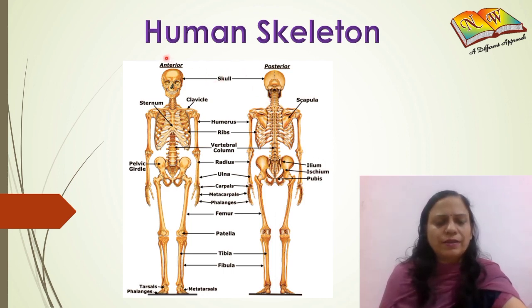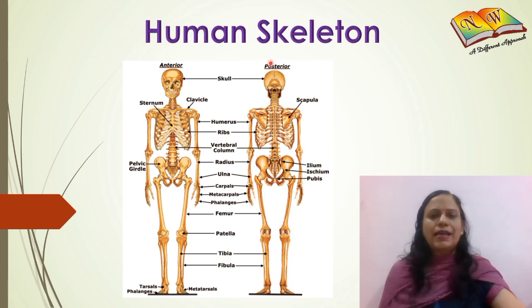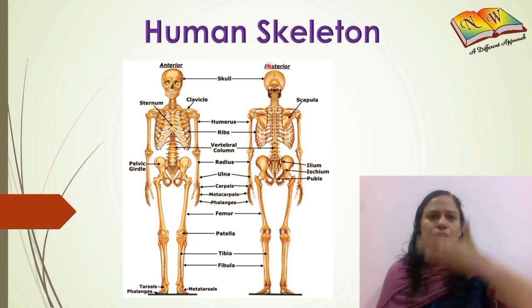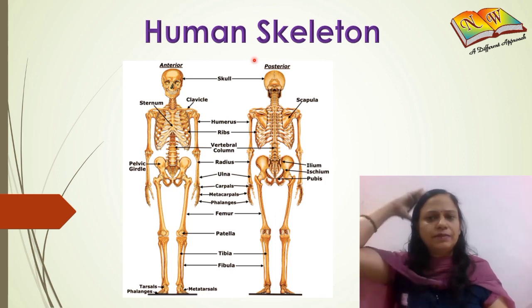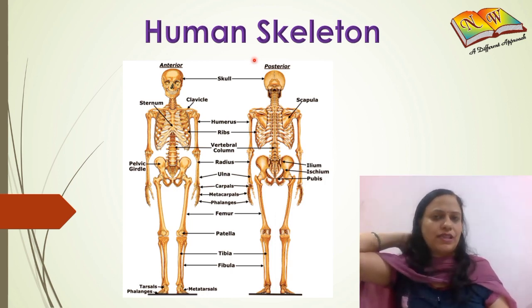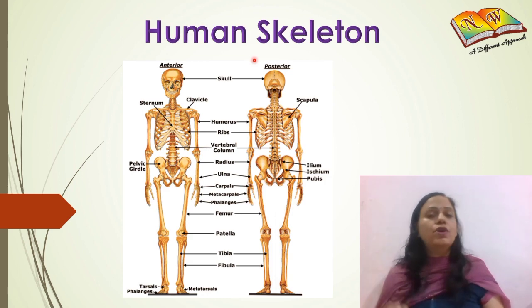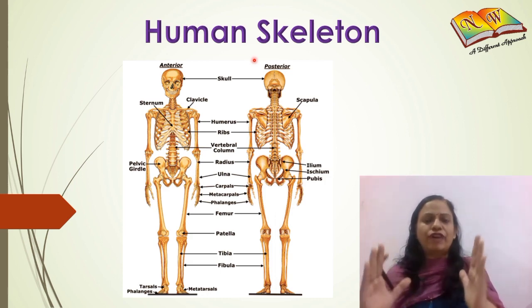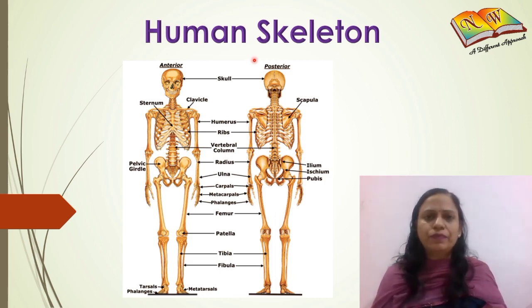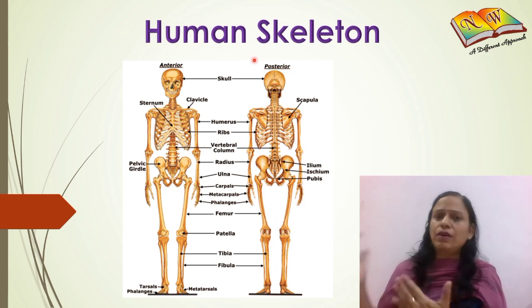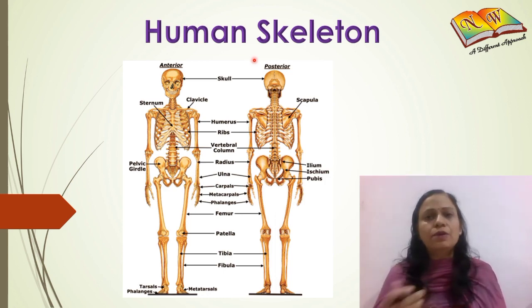So what you see here, there are two terms mentioned here, anterior and posterior. First of all, it's very important to understand what is meant by anterior and what is meant by posterior. So anterior is the front side of your body. So this is the anterior side of your body, the front. And posterior is the rear or the back side of your body, like what is there behind you. So if you look at the skeleton from the front, it gives you an anterior view, and if you look at the skeleton from the back side, it gives you a posterior view.